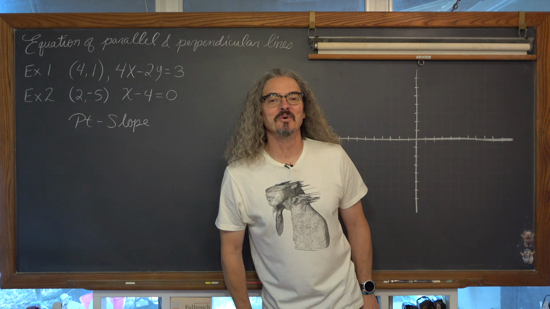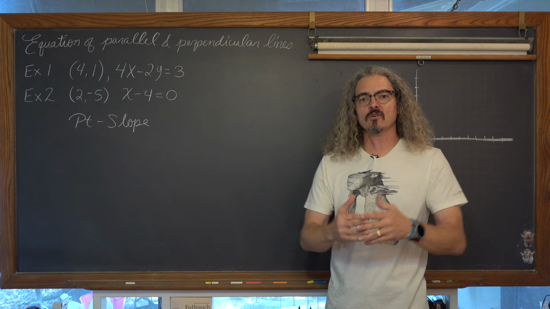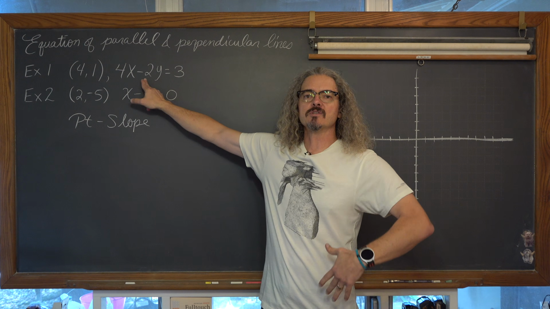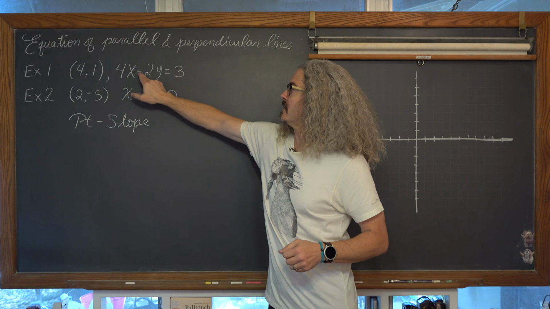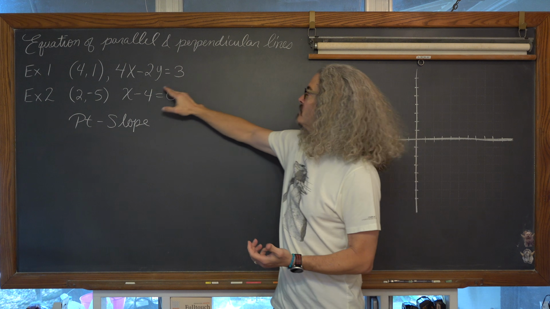Bam! Mr. True. In this video, we're going to do two examples of creating the equation of a line given a point and the equation of another line. We're going to write the equation of a line which is parallel to the given line, and we're going to write the equation of a line which is perpendicular to a given line.